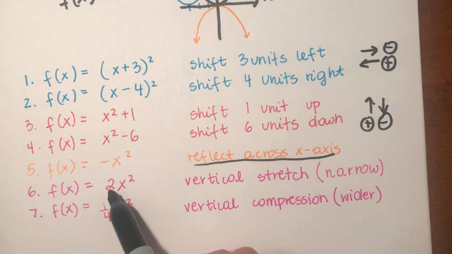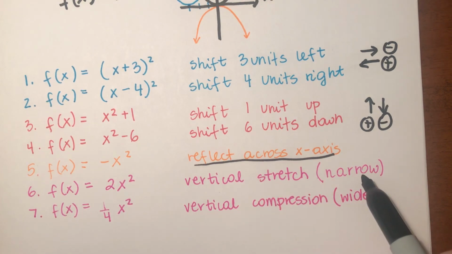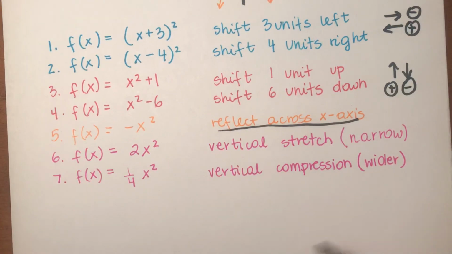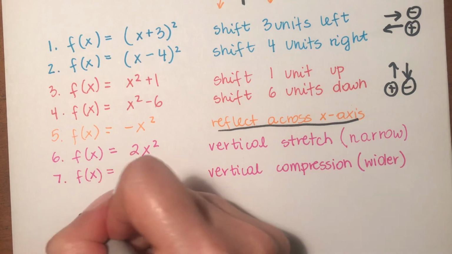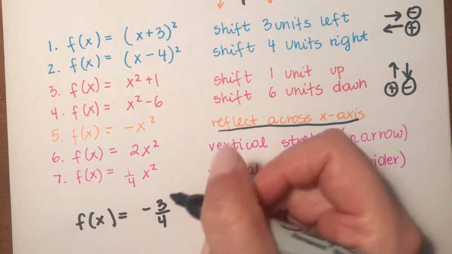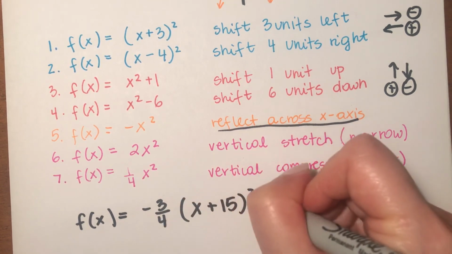Now the numbers: if it's a number greater than 1, it's giving you a vertical stretch, and the function becomes more narrow. Or if the number is less than 1 but greater than 0, you have a vertical compression, which makes your function wider. Okay, let's say we have the function f(x) = -3/4 (x + 15)² + 4.